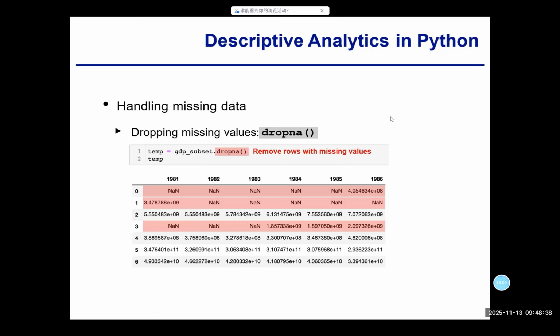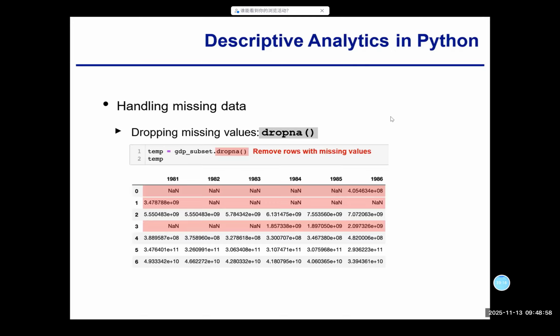If you do not want to be this restrictive, in the method of dropna, you can actually specify how restrictive you want to be. You can choose to drop the whole row only when they are all missing. That is something we can do.